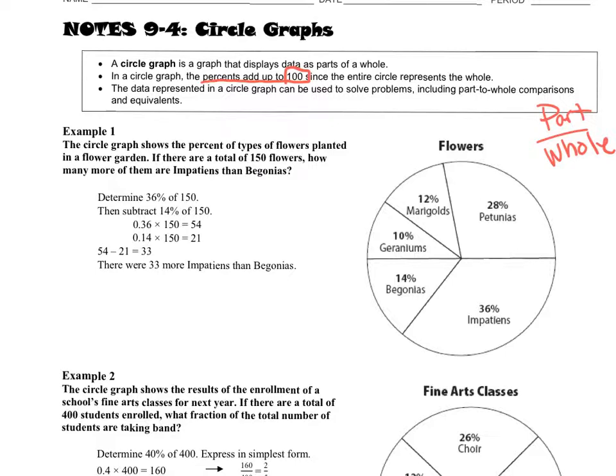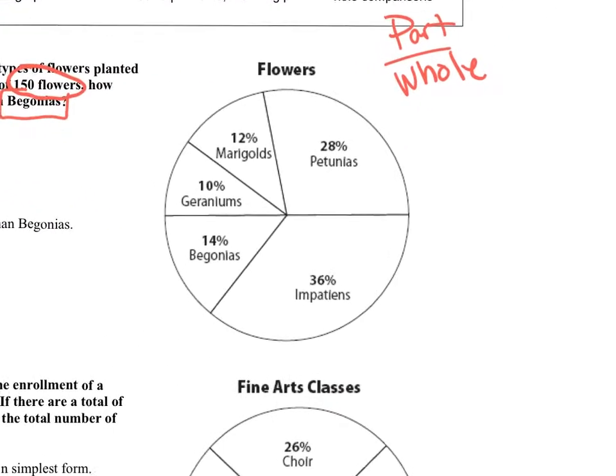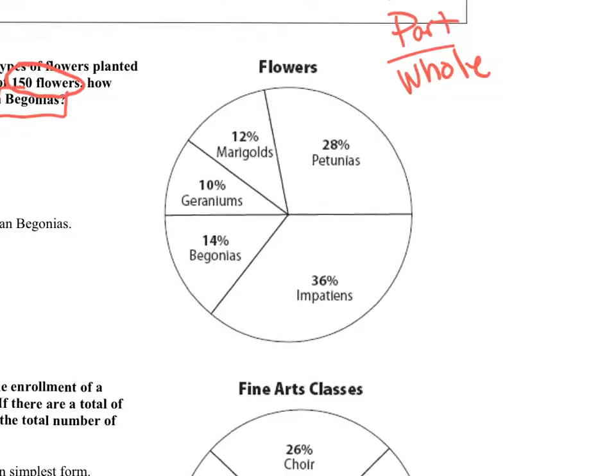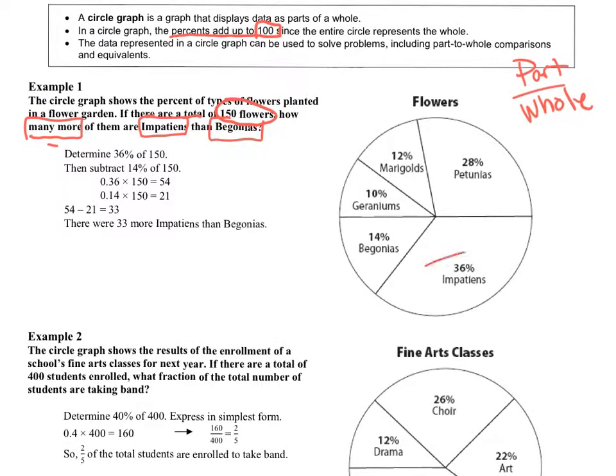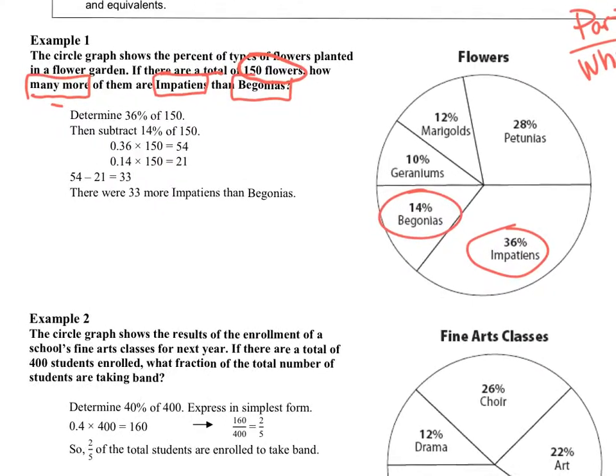Example 1, the circle graph shows the percent of types of flowers planted in a flower garden. If there are a total of 150 flowers, how many more, that tells us we're going to subtract, how many more of them are impatiens than begonias? Okay, so there's 150 flowers, and they break it down into percents of it. We're just looking at impatiens and begonias. They only gave us a percent, so we're trying to figure out how many flowers that is.